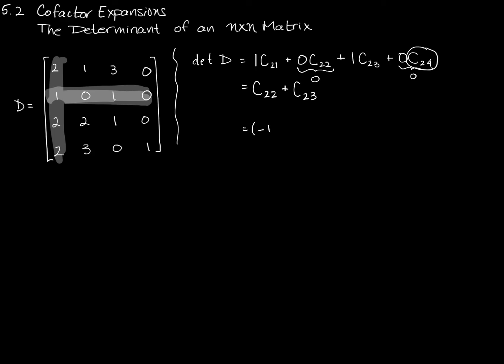Cofactor 2, 2 is going to have a sign associated with negative 1 to the power of 2, 2. And then we're going to find the minor 2, 2. And then we'll add to that negative 1 to the power of 2 plus 3 times the minor of entry 2, 3. Well, negative 1 to any even power is positive, and so I have 1 times the minor of 2, 2. Negative 1 to an odd power is negative, so I'm going to have minus the minor of 2, 3.